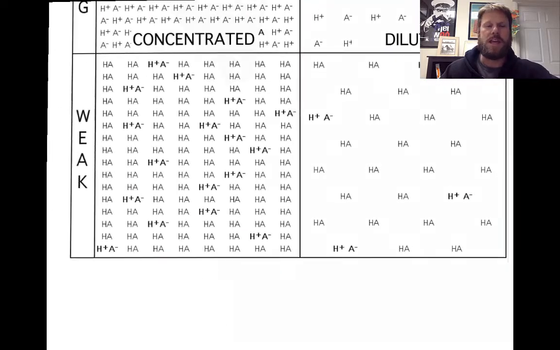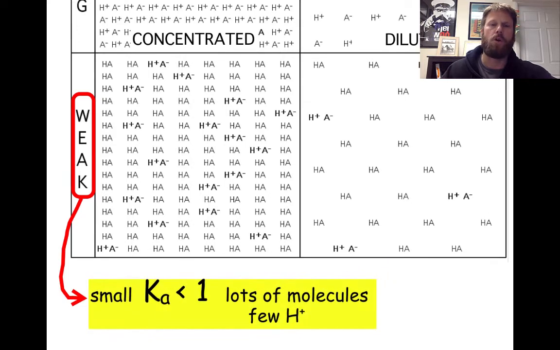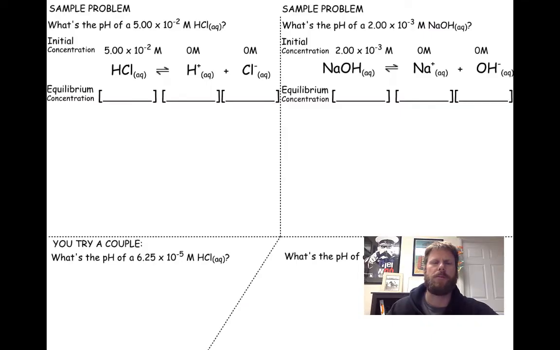If you look at a weak acid, the exact opposite is true. We have more molecules than we have ions. If that's the case, we have more reactants than we do products, and the Ka will be less than 1 because there's way more molecules and way fewer ions. You can see this in both the concentrated example and the dilute example. More molecules, less ions. Let's do a few sample problems with strong acids and bases.